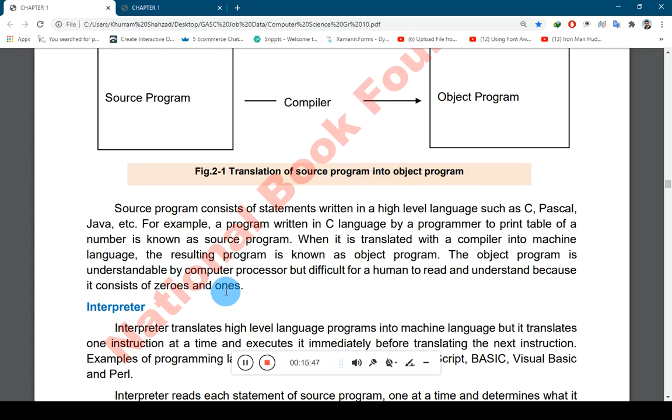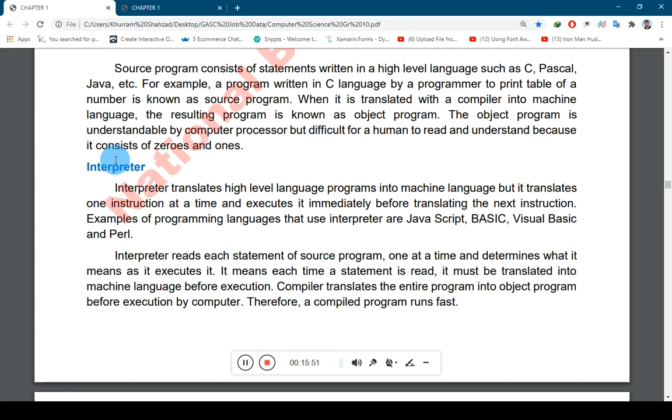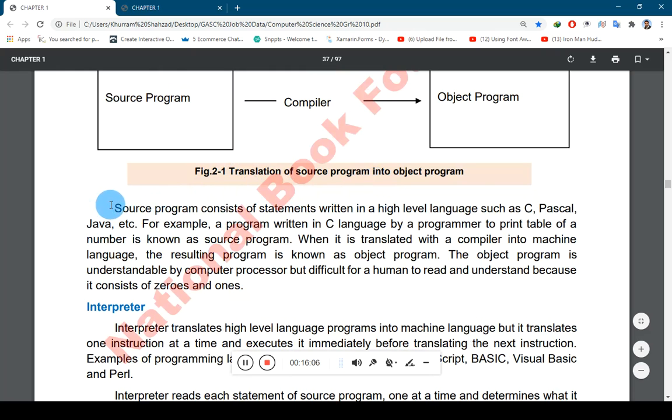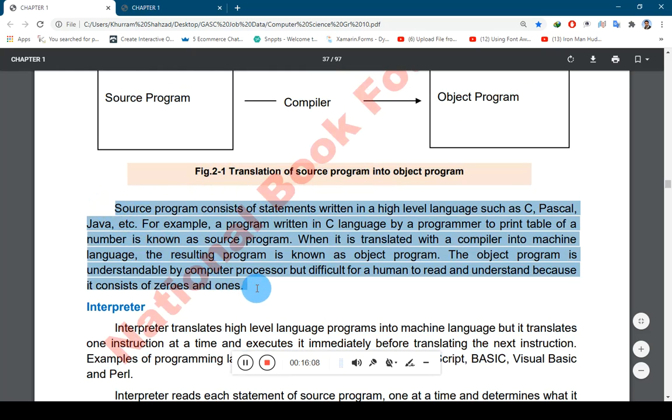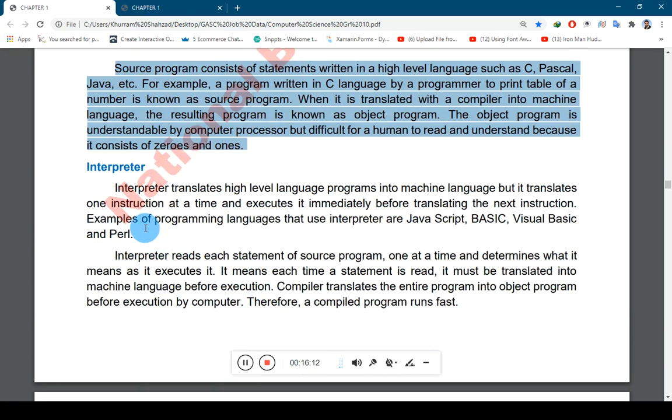There is another software which translates one language into another language. This software is known as an interpreter. An interpreter translates a high level language program into machine language, but it translates one instruction at a time and executes it immediately before translating the next instruction. Our compiler can do all the things at once, by just one click, but an interpreter is a program which will do the translation process one by one or line by line.